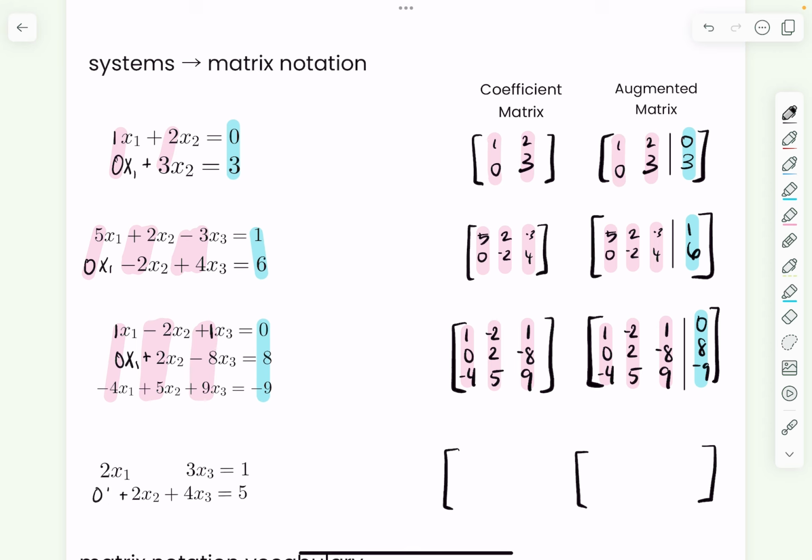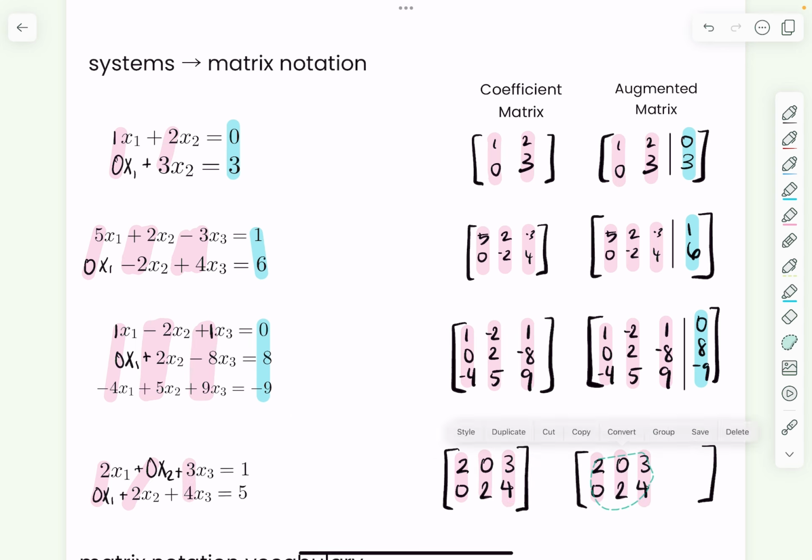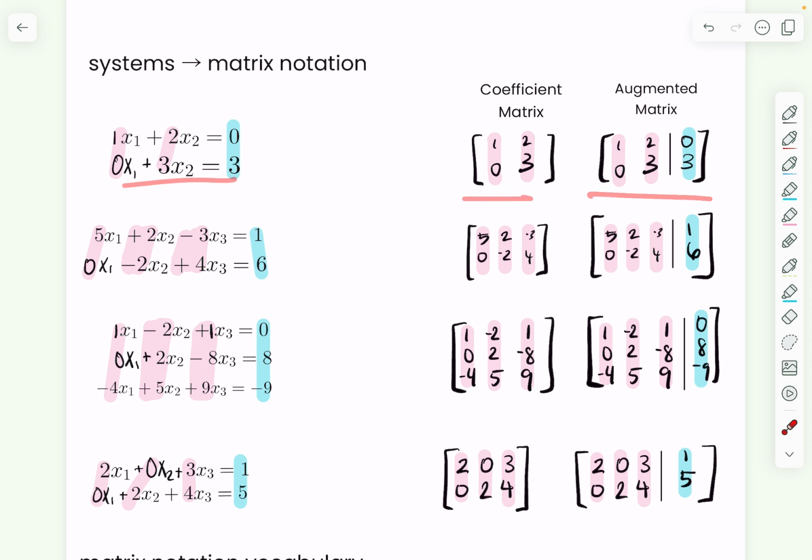Now what about this one? Again, here I'm missing a 0x1. Here there's a 0x2. So here I have a 2, 0. Then I have a 0, 2. Then I have a 3, 4. And then your augmented matrix is your coefficient matrix, but you add a line and you add your ending values, 1, 5. And that's it. That's how you go from a system of equations to a coefficient matrix and an augmented matrix.